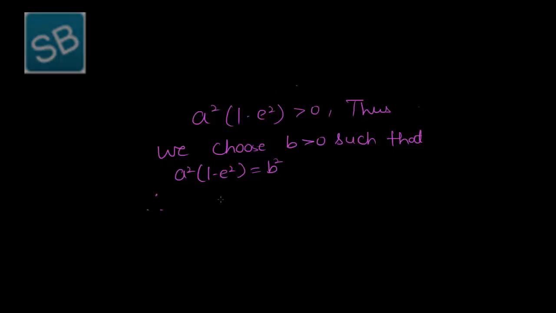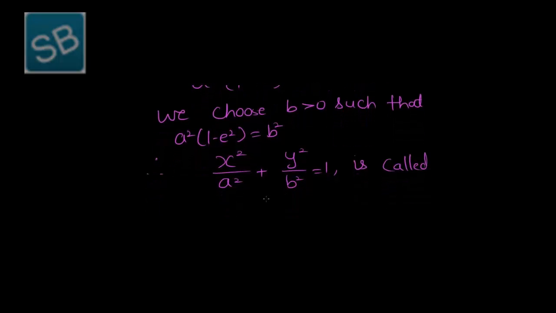Therefore, the equation becomes x square over a square plus y square over b square is equal to 1, which is called the standard equation of an ellipse.